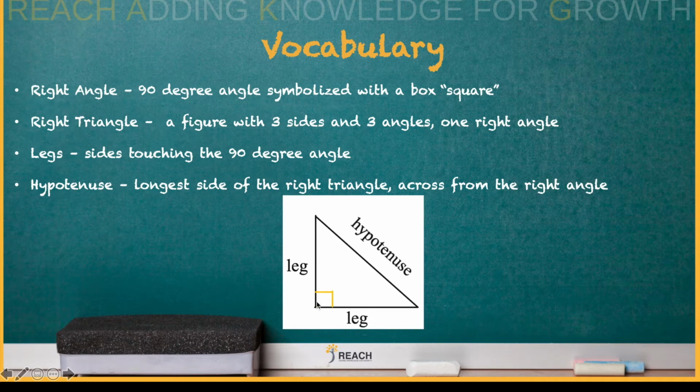Again, the legs are just the sides and they have to touch the right angle. The hypotenuse does not touch the right angle.